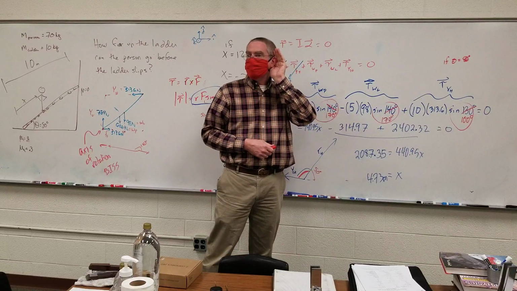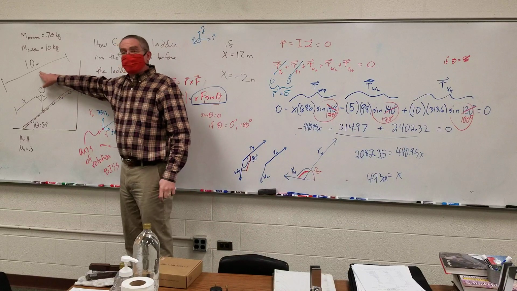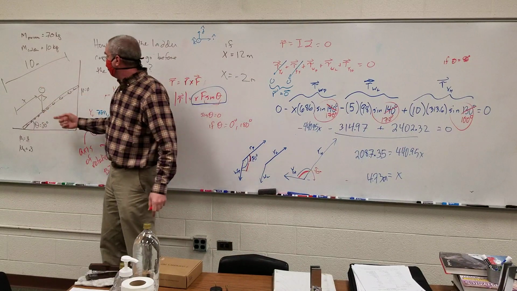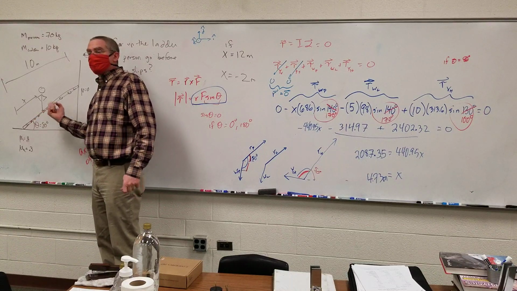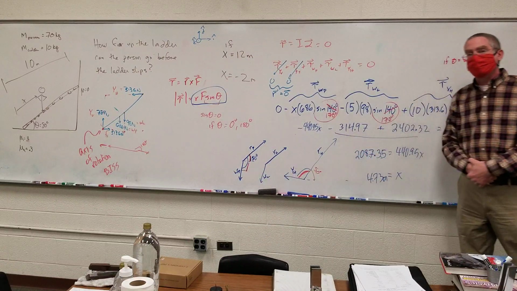The question gives us the 5 and 10? The ladder's 10 meters long, so that's how we got the 10. And the 5, I'm assuming that the center of mass is at the middle of the ladder, so whatever half the length is.